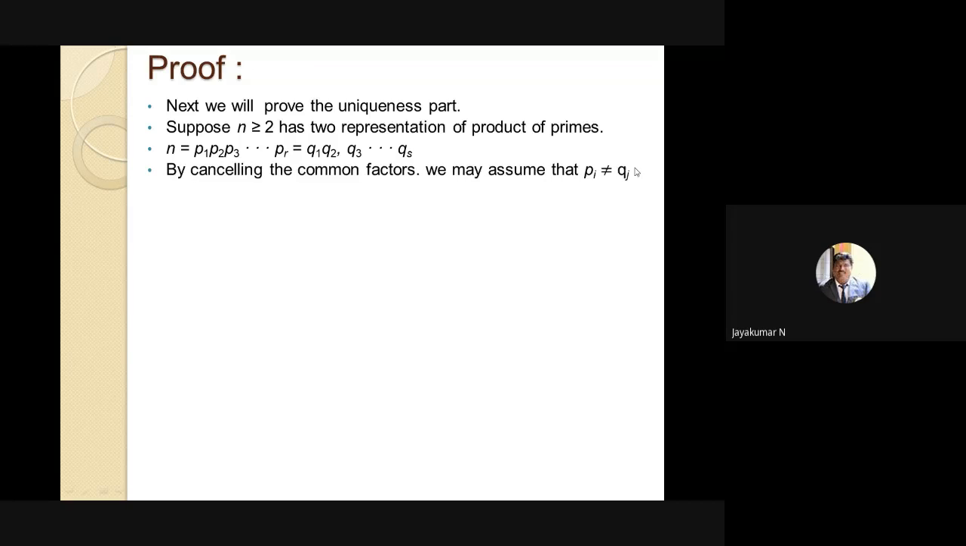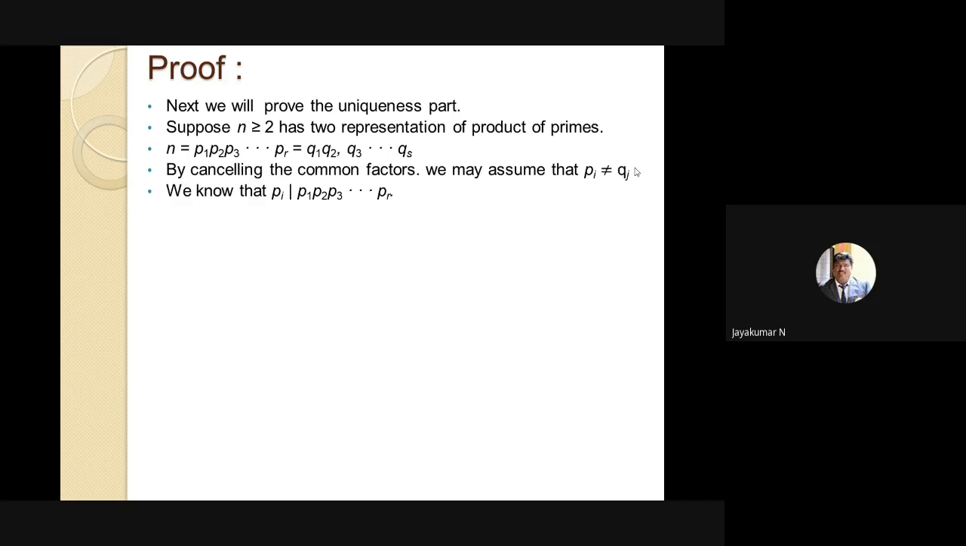Then suppose in the two representations there is any common factor, just cancel it. Finally, I can conclude that no pi is equal to any qj. So pi is not equal to qj. So we know that p1 divides p1, p2, p3, etc., pr. That is, p1 is nothing but one of the primes in the r primes. From those r primes, p1 is one of the primes.